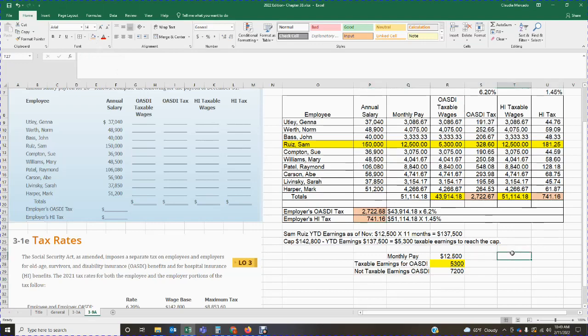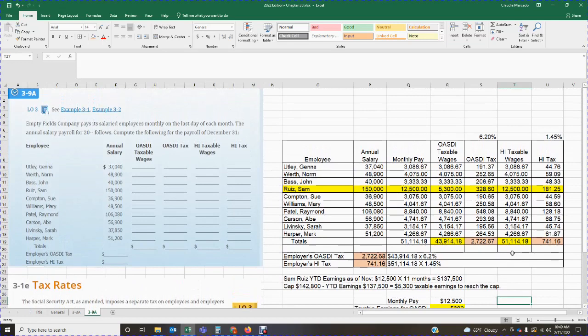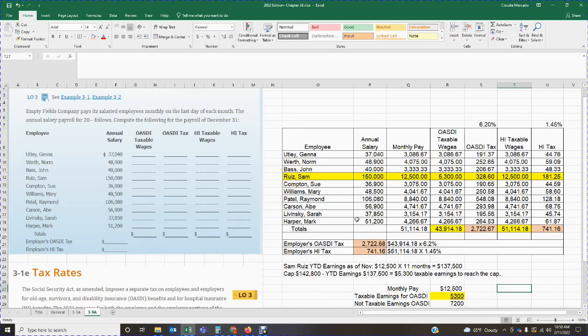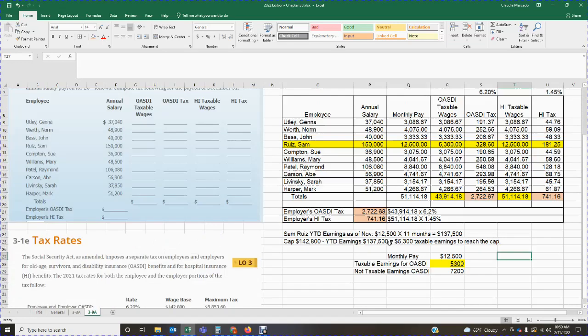Okay, so this is basically how you do this. It's just a matter of calculating your OASDI taxable wages and your HI taxable wages, and you can easily figure that out by first identifying which of your employees go over the cap. So I figured out the ones that I did not highlight, none of those are going to go over the cap. So it doesn't really matter how much they make. I know they're not going to go over that cap of 142,800. I highlighted Sam because Sam is the only employee that went over the cap.